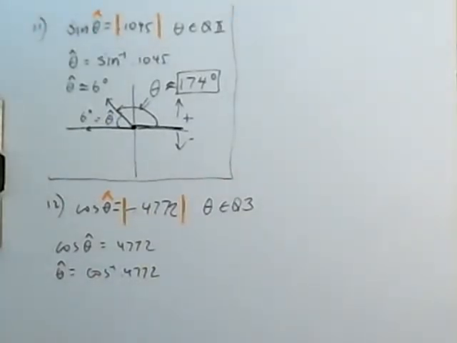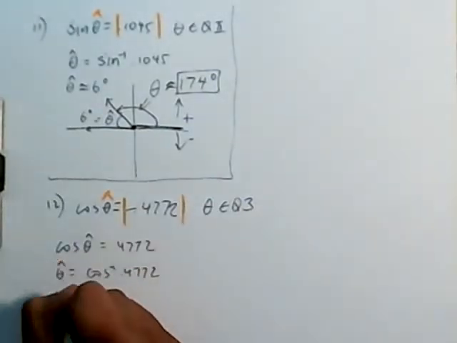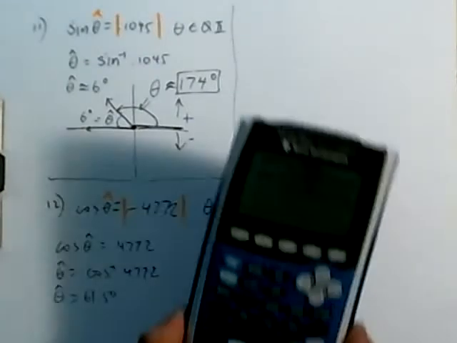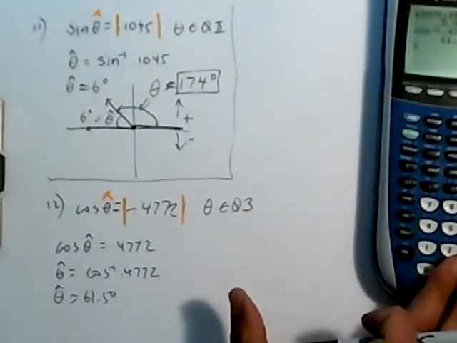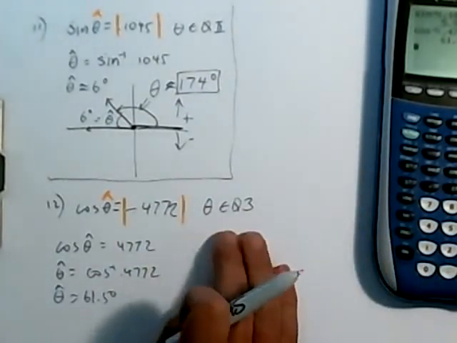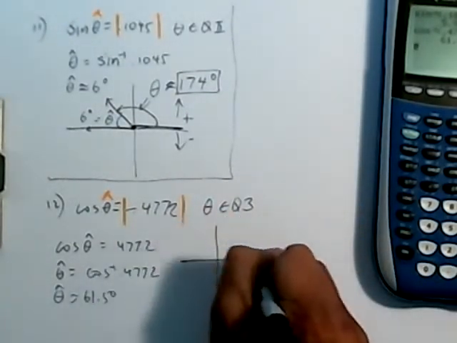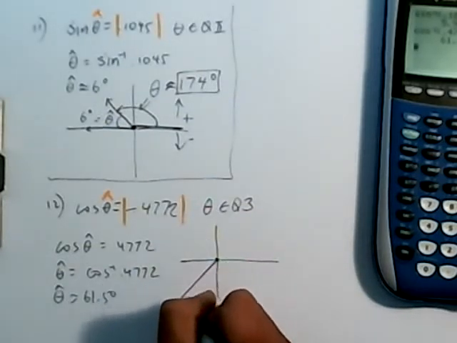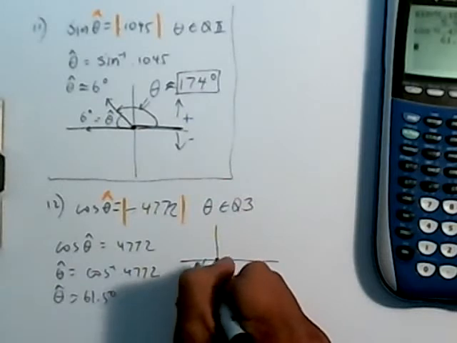Cosine inverse of 0.4772. And what do I get? 61.5 degrees. Before I get to my calculator a little bit more, it resides in quadrant 3. So here's quadrant 1, 2, 3. It radiates out from the origin. And don't forget, this is theta hat right here.